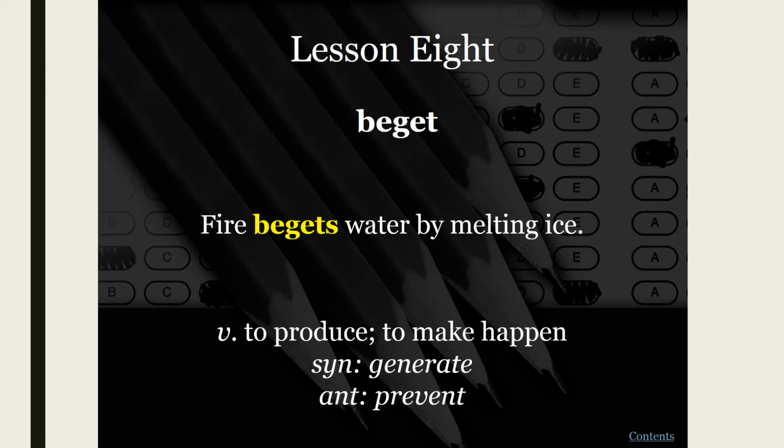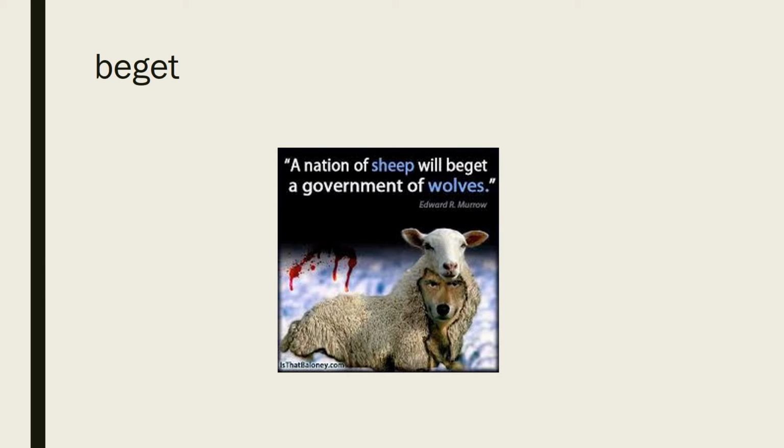A synonym is generate. Okay, the opposite is prevent. Begets. It's kind of an old-fashioned word. You see it in the Bible when they talk about the genealogy and how Adam and Eve beget Cain, Abel, and then Seth.